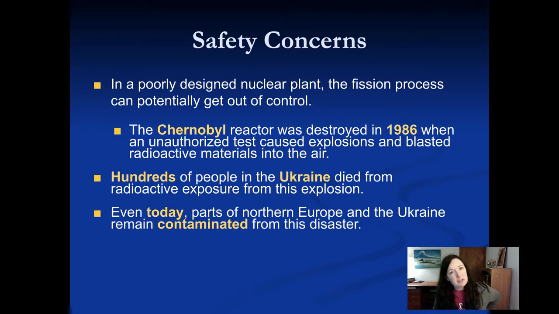So there are safety concerns with nuclear energy as well. In a poorly designed plant, the fission process can get out of control. Again, there's a ton of heat that's being produced, and so that's when you get these nuclear meltdowns. Chernobyl is the most familiar example of a nuclear meltdown, and that was in 1986. And it was an unauthorized test that caused explosions and made radioactive materials go out into the air. So basically, nobody could live around that area anymore.